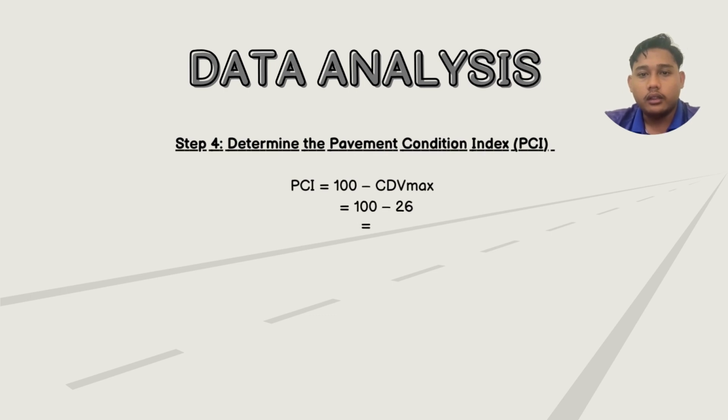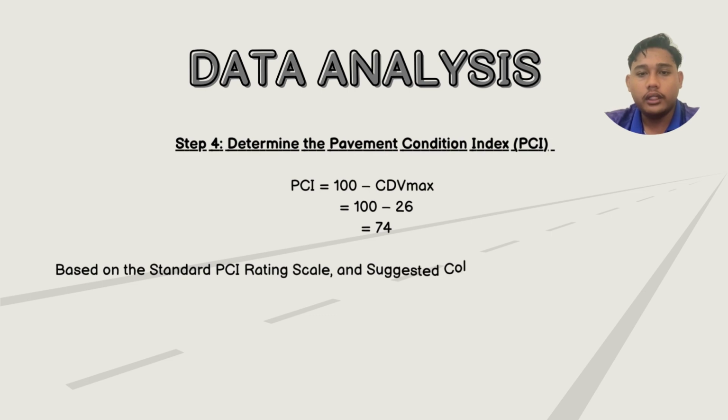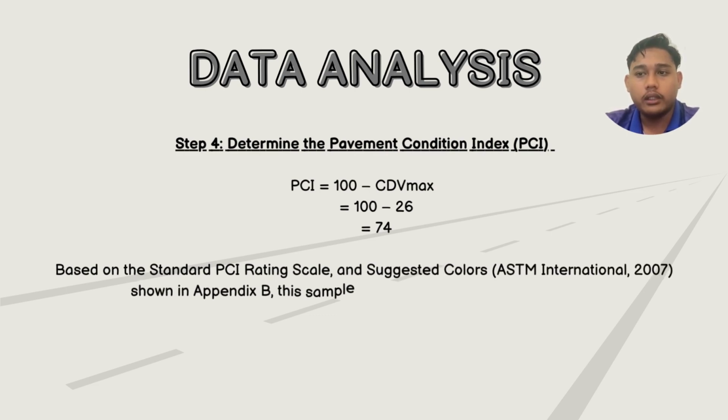The formula for the pavement condition index is 100 minus the maximum corrected deduct value. The maximum corrected deduct value is 26, and the final answer is 74. Based on the standard PCI rating scale and suggested colors shown in Appendix B, this sample of unit 9 is in satisfactory condition. That's all.